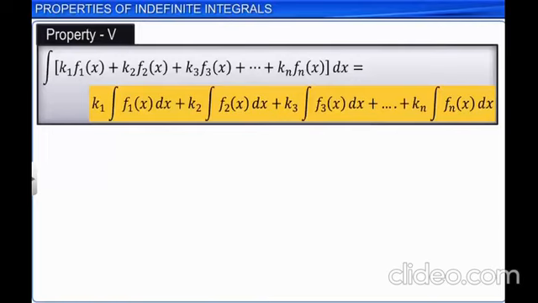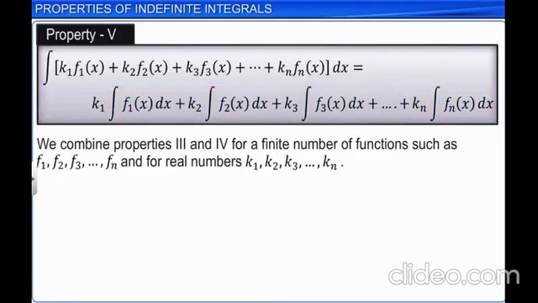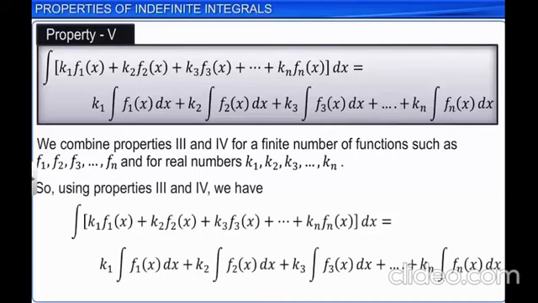To prove this property, we combine properties 3 and 4 for a finite number of functions, such as f1, f2, f3, and so on up to fn, and for real numbers such as k1, k2, k3, and so on up to kn. This gives integral of k1 into f1 of x plus k2 into f2 of x plus and so on plus kn into fn of x into dx is equal to k1 into integral of f1 dx plus k2 into integral f2 dx plus k3 into integral of f3 dx plus and so on plus kn into integral of fn into dx. Let's see an example based on this property.